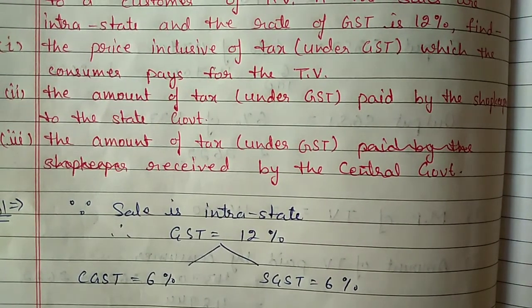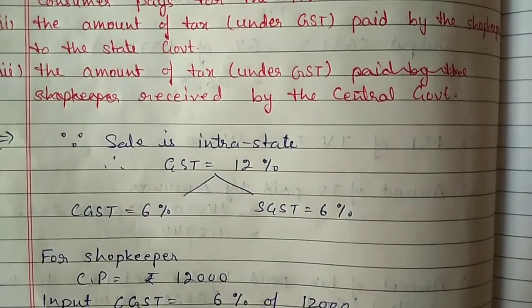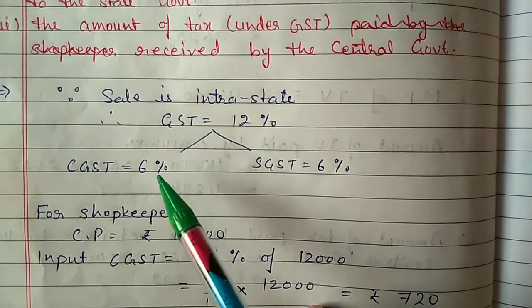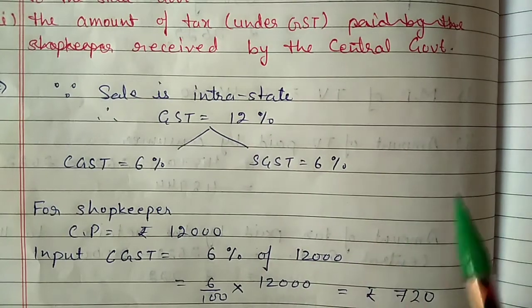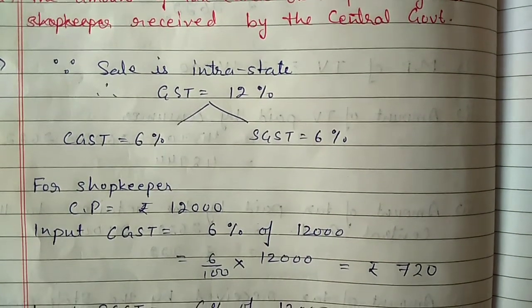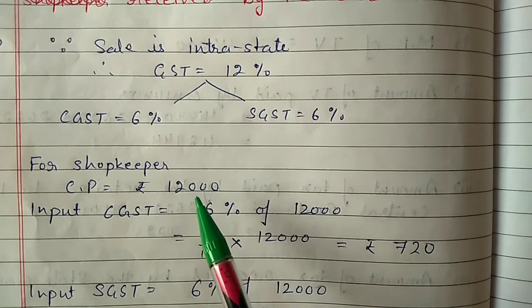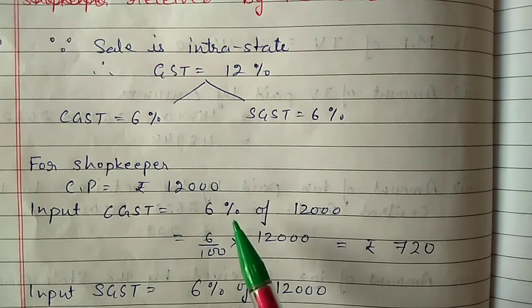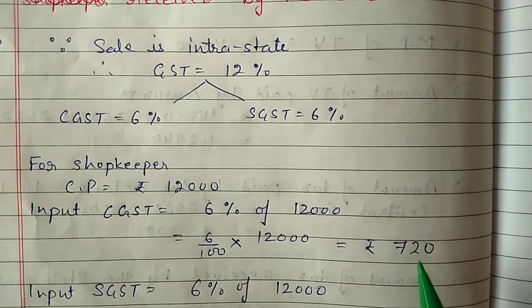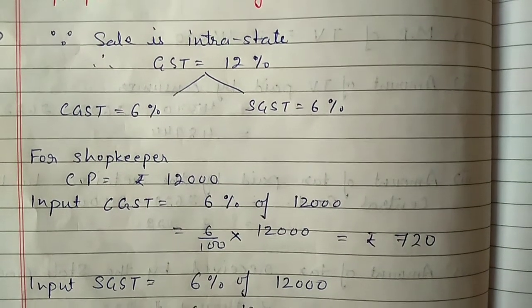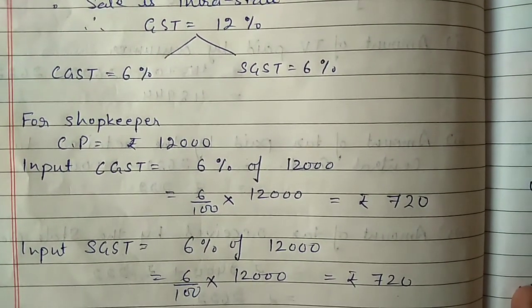So first, because the sale is intra-state, GST will be divided in half, 6% CGST and 6% SGST. Now we will start from the shopkeeper. The shopkeeper has purchased this article for 12,000 rupees. So input CGST will be 6% of 12,000, which is 720 rupees. Input SGST also will be the same, 720 rupees.